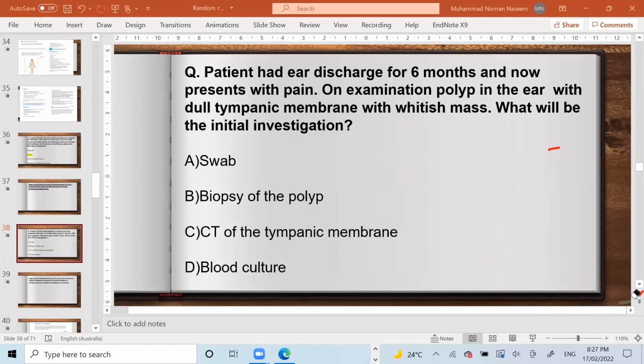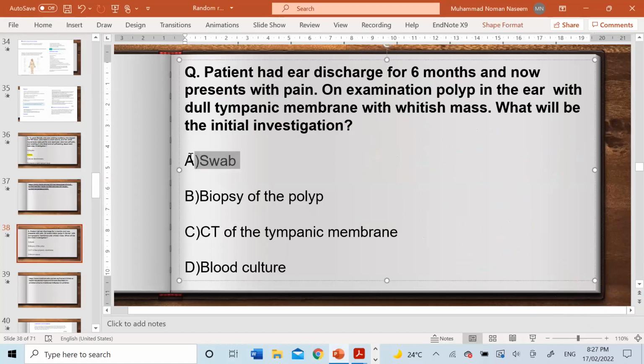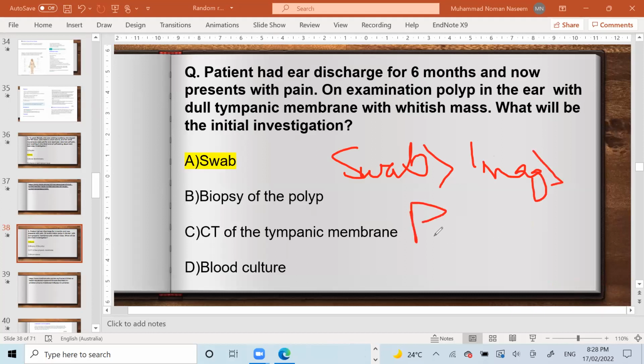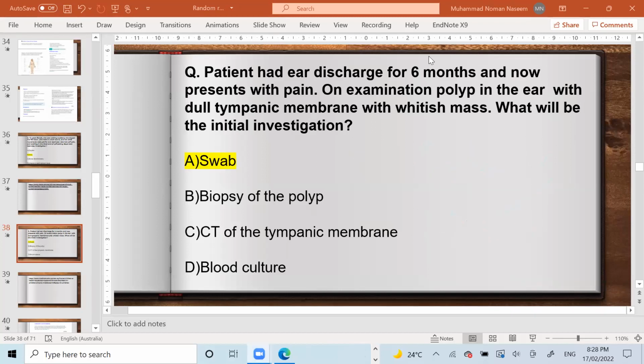So always in a patient coming with discharge from the ear, you always start with the swab. Then you do the CT scan of the tympanic membrane. You don't do the CT scan of the head and neck, but you do it to check where the extension of the whitish mass is. And if there is a polyp and you find out it to be a nasty growth, then you do the biopsy. There is a stepwise approach to this patient. You first do the swab, then you do the imaging, and then you do the biopsy. Because this patient is not having just a single disease, he's having complications and a superadded disease as well. So a stepwise approach is necessary over here.